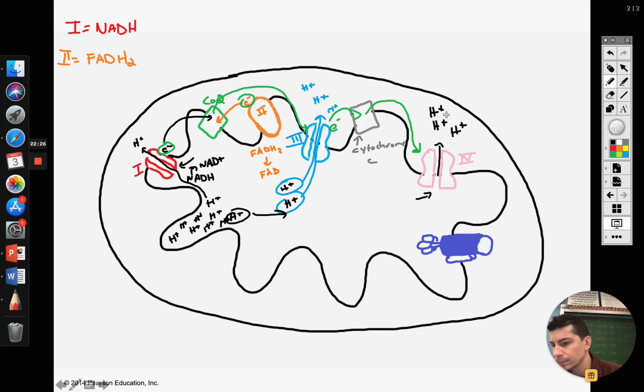So we're going to then take all these protons that are out there. So we have all these protons. I'm just going to draw a bunch of pluses over here. The protons are now building up in that area outside of the matrix. Our lovely lights went on again.